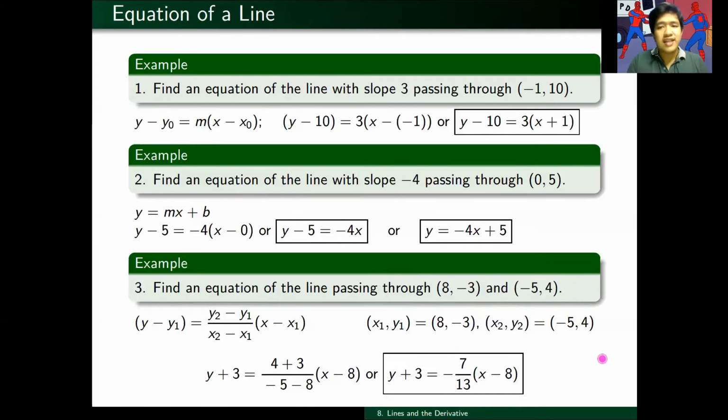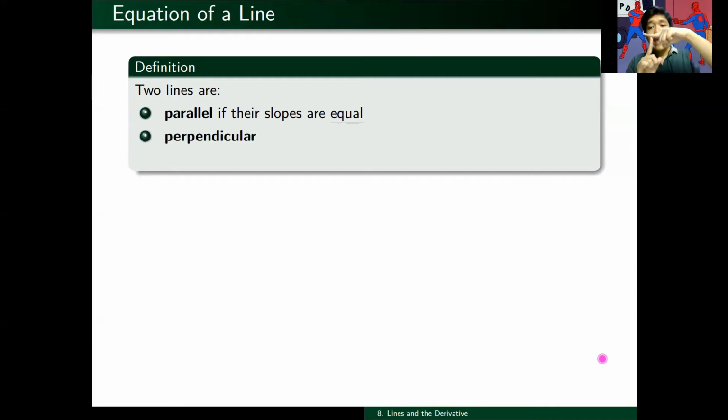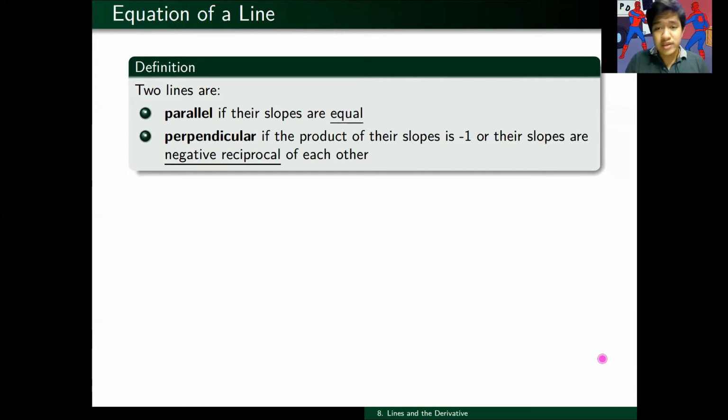Okay? And then, recall din natin, no, yung concept ng parallel lines. Two lines are parallel. So parallel, they are not intersecting. That happens if your two lines have the same slope. Okay? Ang dalawang line naman ay perpendicular, meaning they are intersecting at the right angle. No? Sila ay perpendicular kapag po yung product ng kanilang slopes ay negative 1. Or another way to know is if they are negative reciprocal of each other.